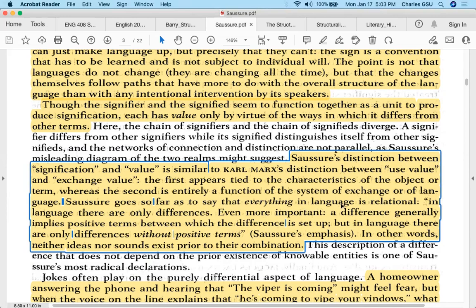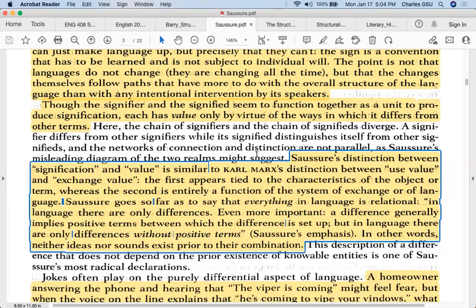Saussure goes so far as to say that everything in language is relational, by saying, quote, "In language, there are only differences. Even more important, a difference generally implies positive terms between which the difference is set up. But in language, there's only differences without positive terms." And he doesn't mean necessarily good or evil positive. He means that if something is positive, it points to some kind of outward meaning, therefore order or understandability, if you will.